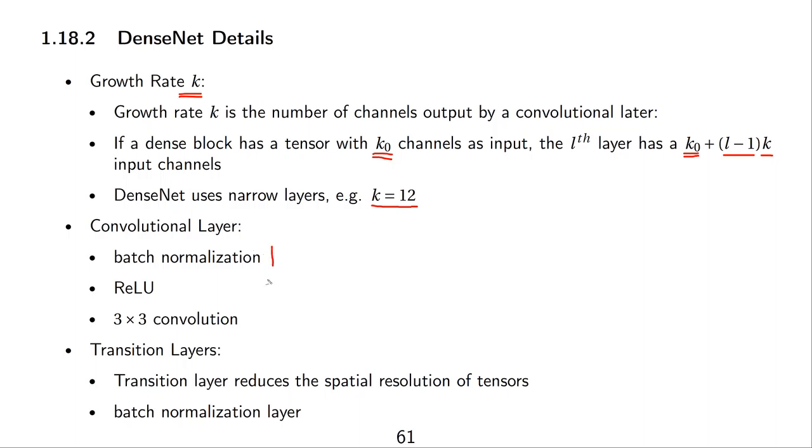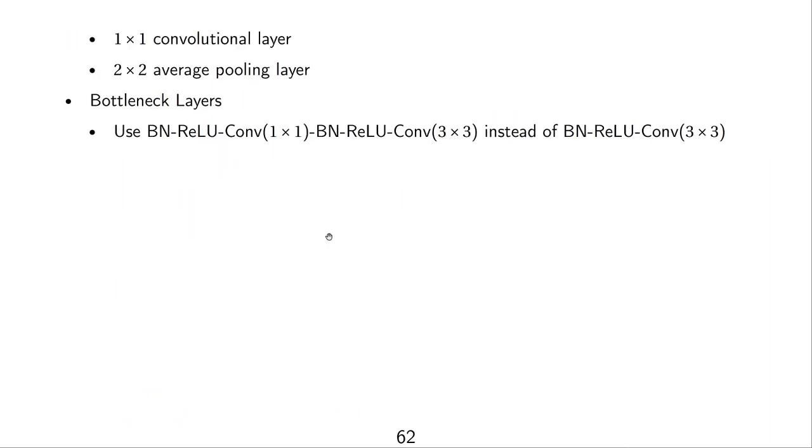The convolutional layer does batch norm, ReLU, 3x3 convolution, maybe a bit of an unconventional order. Transition layers reduce the spatial resolution of tensors, and they are built by a batch norm layer, 1x1 convolution layer, and 2x2 average pooling layer. A bottleneck layer uses batch norm, ReLU, conv 1x1, batch norm, ReLU, conv 3x3, instead of batch norm, ReLU, conv 3x3.